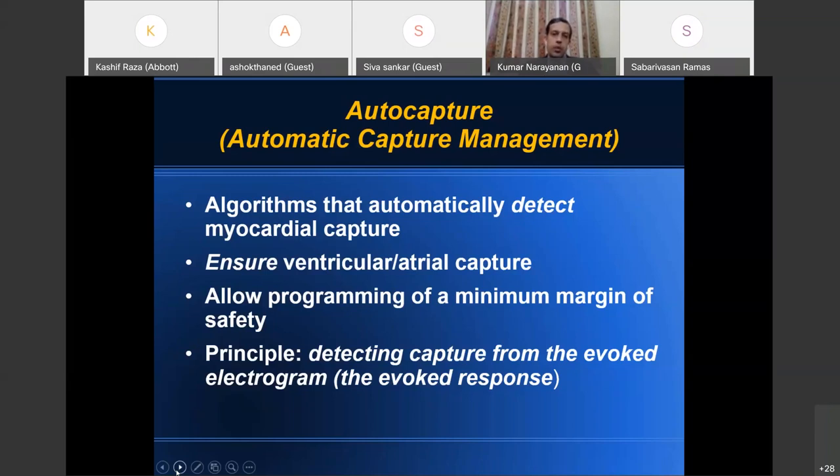And that is where auto capture becomes very important. What is the underlying principle of this? The principle is that the pacemaker tries to detect myocardial capture using the evoked electrogram or the evoked response.